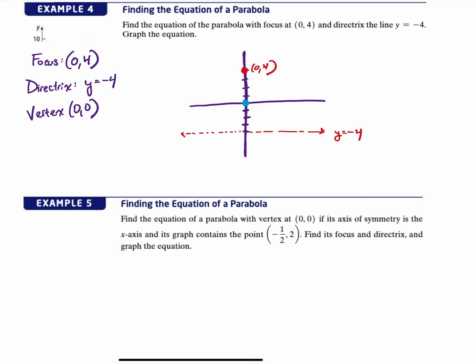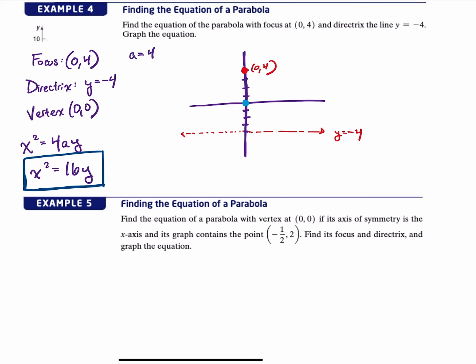And this tells us that we're opening upward. It's going to open towards the focus point. And it's positioned vertically. It's opening upwards. So it should be in the form x squared equals positive 4 times a times y. And we know our a value is 4. So our equation should be x squared equals 4 times 4 times y, or 16y. If it was the same thing but flipped, opening downward, it would be negative 16y.